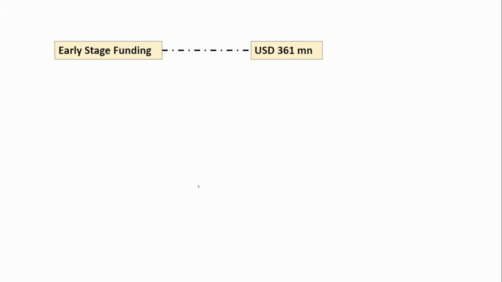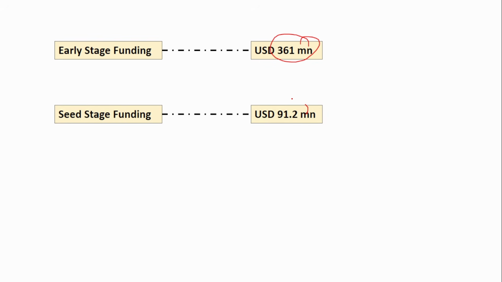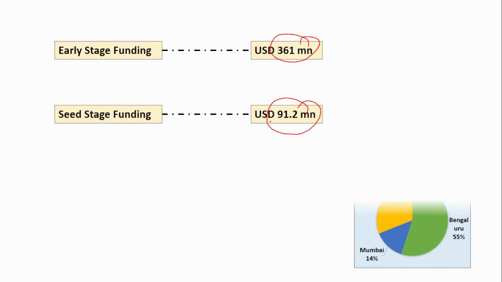Early stage funding, if you see, had received around 361 million USD, and seed stage funding had received 91 million. Early stage funding means the most early, most young or rudimentary stage. Seed stage is after that. So early stage had received 361 and seed stage startups had received 91.2 million.